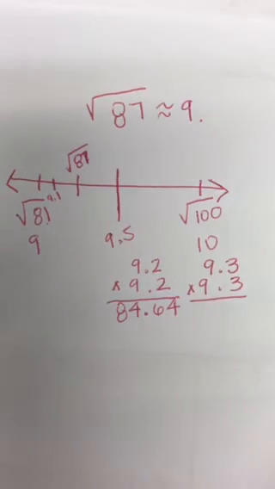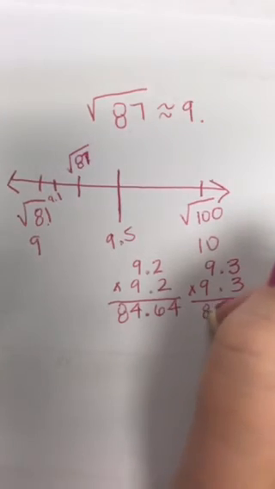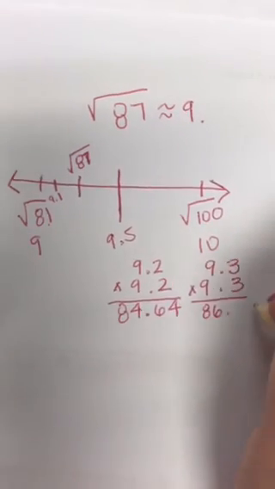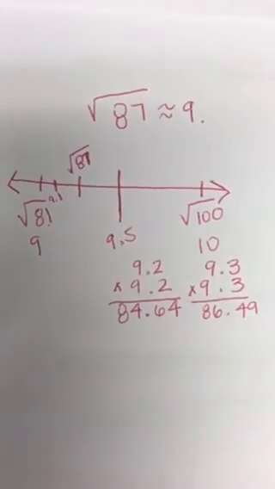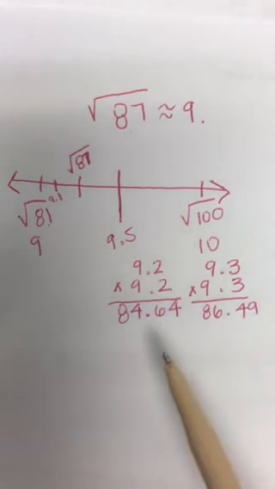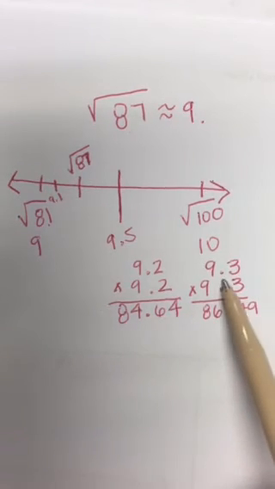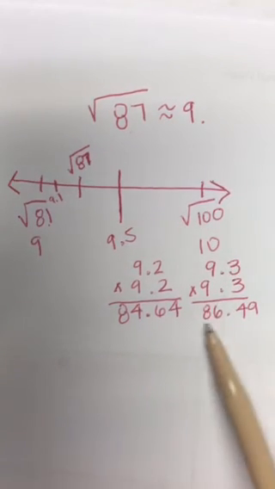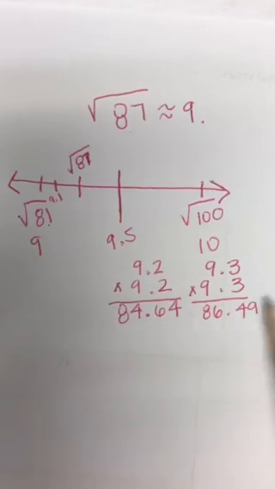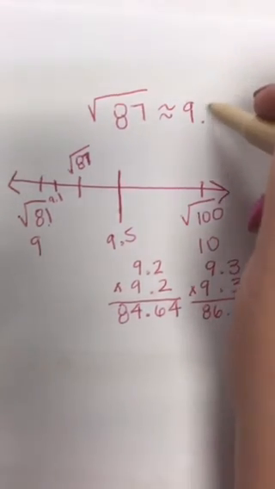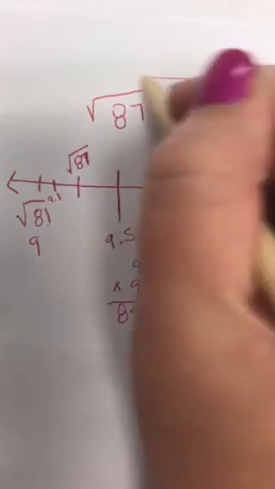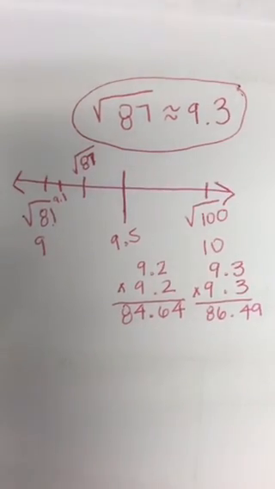So again, you would do this by hand, and once I multiplied this out, you actually get 86.49. So that is pretty darn close to 87. That's only 0.51 away. You're probably not going to get any closer than that. So looking at my two products, when I multiplied 9.3 by 9.3, this was my closest answer. So my approximation, the square root of 87, is approximately 9.3.